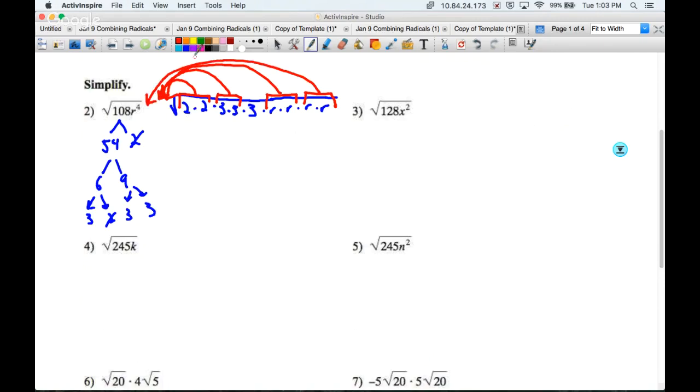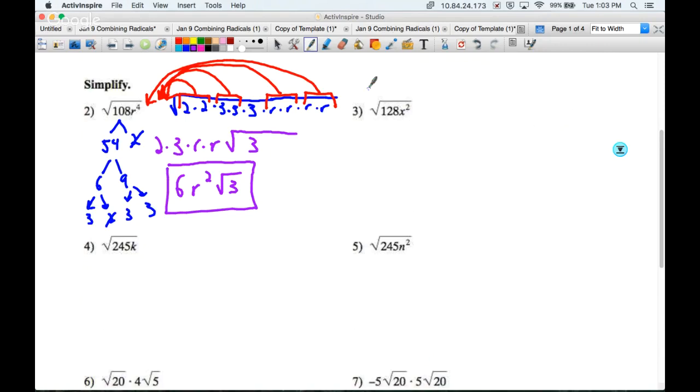So now we've got a 2, a 3, an r, and an r. And what got left behind was just a 3. Group these back together, we've got 6r square root 3. And we're done with number 2.